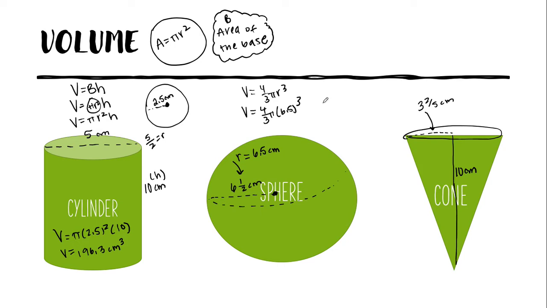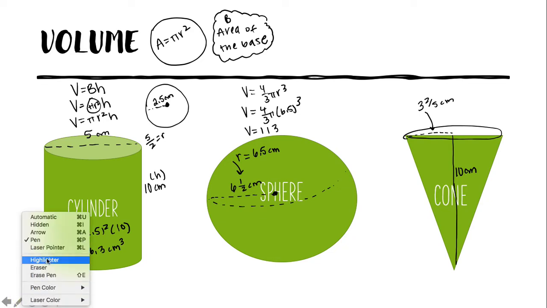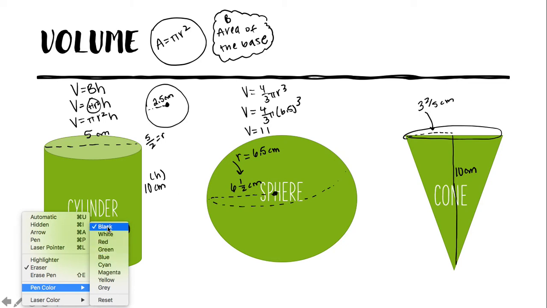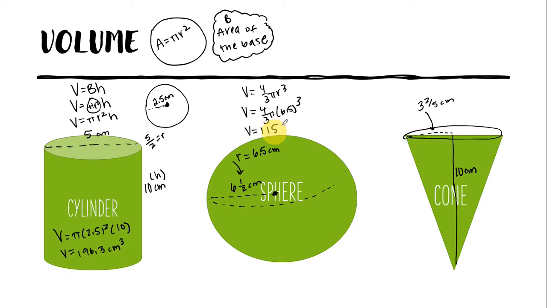Putting that into Desmos. And I'm sorry, I really should have a reminder of how to put this into Desmos, but I'm not sure if Desmos is on my screen. But practice, and you should get 1,150.3 centimeters cubed.